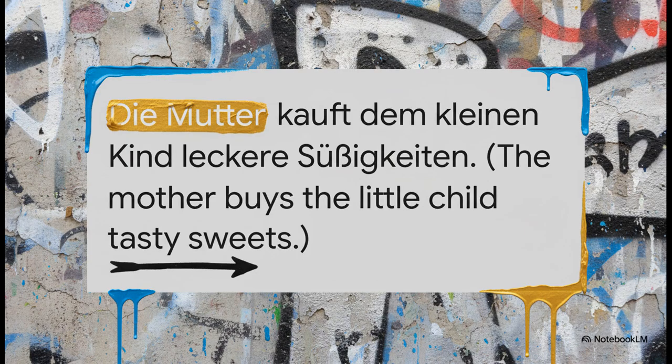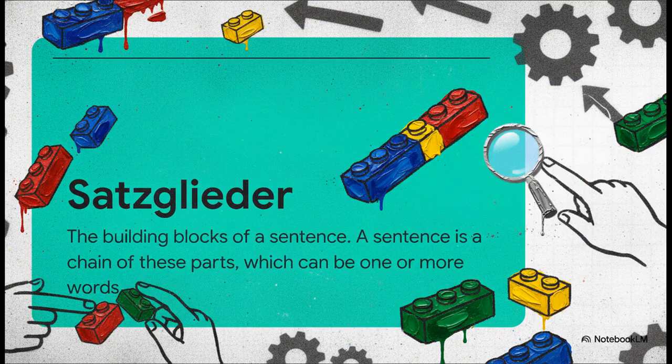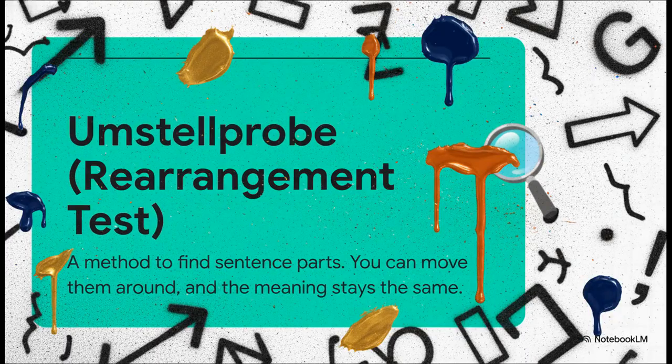The secret to getting that order right is understanding that German sentences are built from these distinct parts, which are called Satzglieder. Think of Satzglieder as Lego blocks. Seriously. Each block is its own little unit of meaning, and a sentence is just a chain of these blocks all clicked together. Now, a single block could be just one word, or it could be a whole group of words that stick together. Our mission, then, is to figure out how to spot these blocks in any sentence. So how do we actually find them?